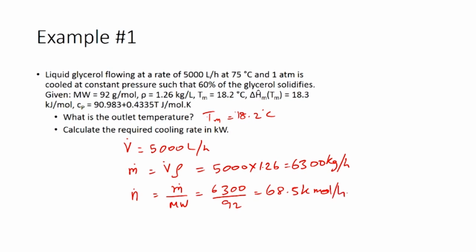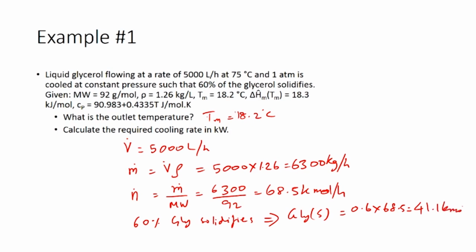Now that we have the molar flow rate, we can use it to build the enthalpy table. We have been told that 60% of glycerol solidifies. This implies glycerol solid in the outlet stream would be 0.6 times 68.5, which is equal to 41.1 kilomoles per hour, and the remaining would be the liquid, which is glycerol liquid, equal to 0.4 times 68.5, which is 27.4 kilomoles per hour. So, we now have the flow rates for the inlet glycerol liquid and the outlet glycerol liquid and solid. With this we would be able to build the enthalpy table.